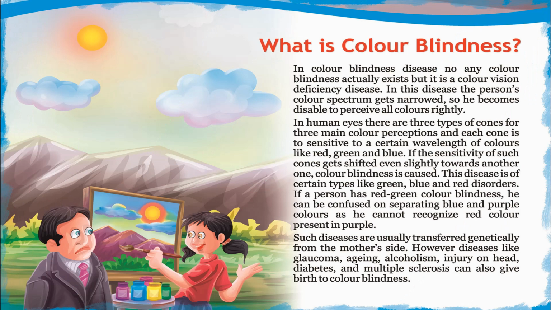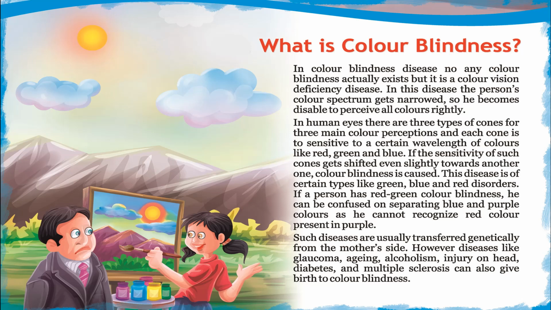Color blindness. In color blindness disease, no actual color blindness exists, but it is a color vision deficiency disease. In this disease, the person's color spectrum gets narrowed, so he becomes unable to perceive all colors rightly. In human eyes, there are 3 types of cones for 3 main color perceptions, and each cone is sensitive to a certain wavelength of colors like red, green and blue.